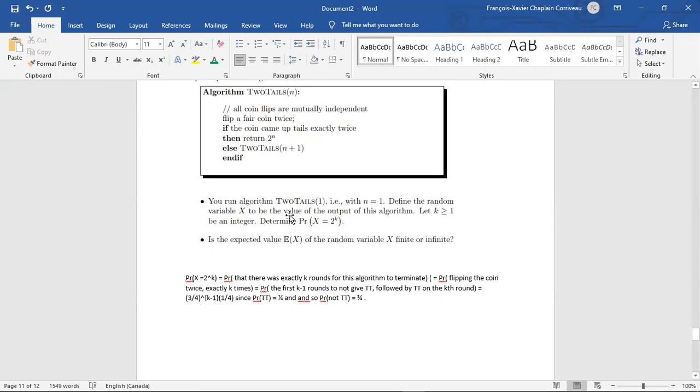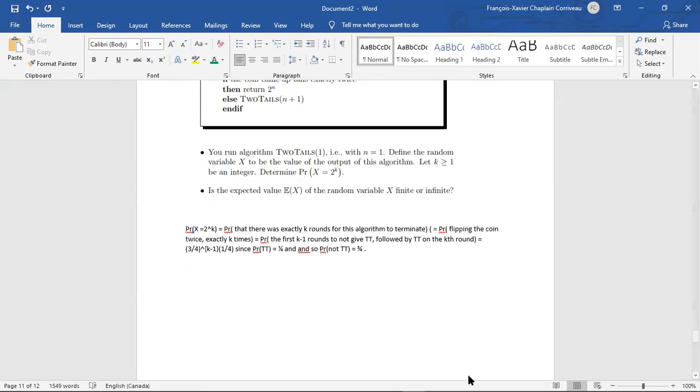Now for part B, is the expected value finite or infinite? Actually, you can say what it is, right? What is the expected value of x here? One over p. What is p in this case?